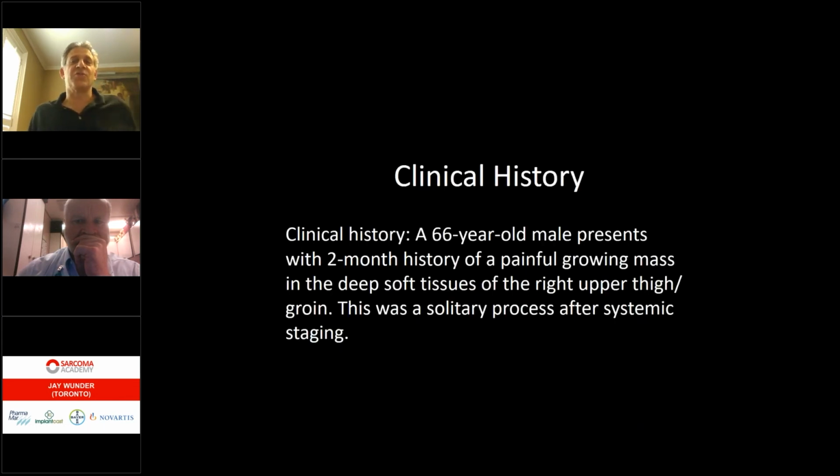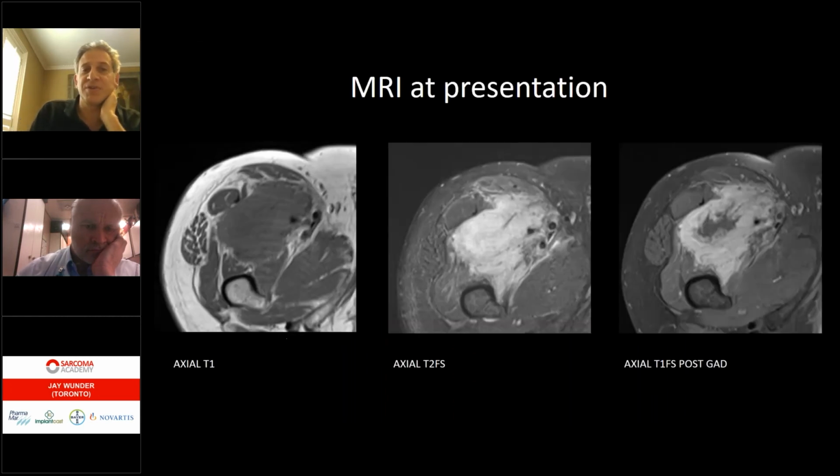So it's a 66-year-old man. He came to my clinic with a 2-month history of a painful growing mass deep in the upper thigh involving his quadriceps. It was a solitary lesion on systemic staging.